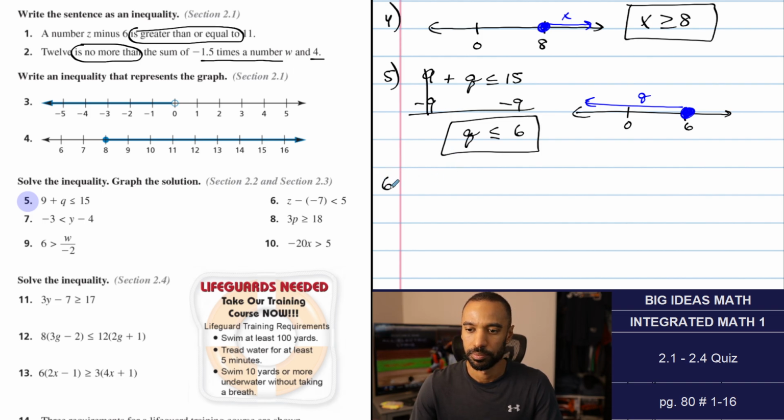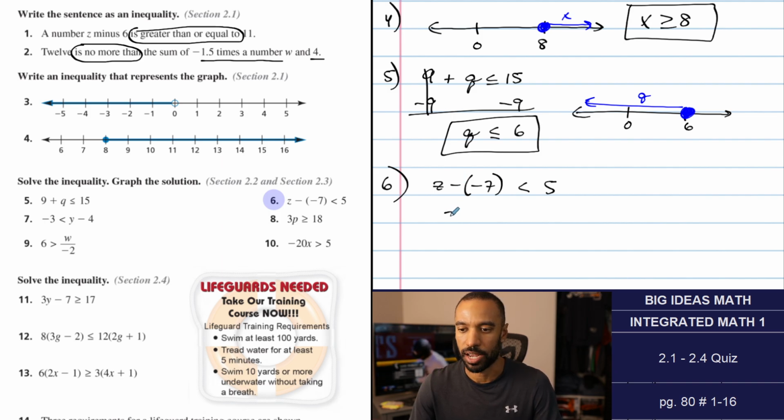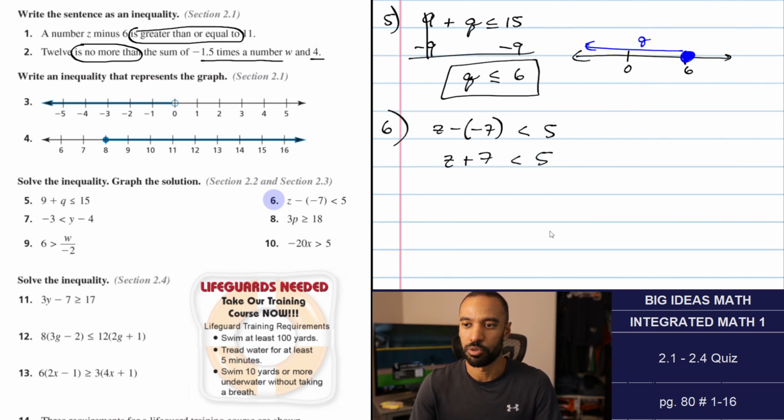Number 6. We have z minus negative 7 is less than 5. It's best that you simplify the subtracting negative and turn it into addition before you do any movement afterward. In general, you want to do simplification of a side, right? Subtracting a negative, I'd say, qualifies as that. Simplify the side. Now let's go ahead and move 7 over. Because it's added, you will subtract 7 from both sides like you did on number 5. 5 minus 7 is negative 2, and z is less than negative 2.